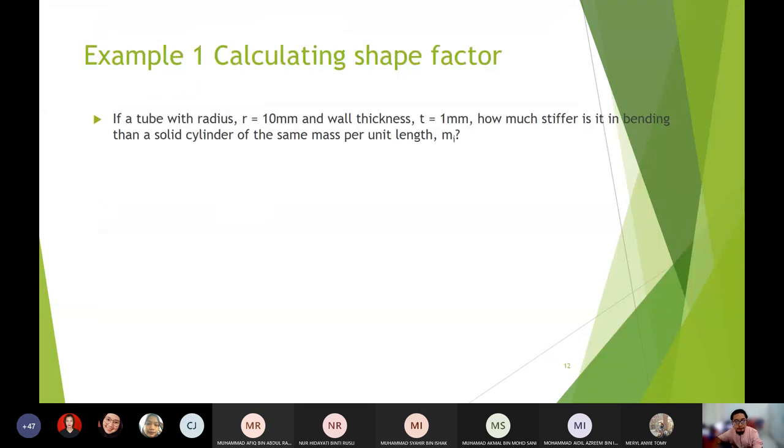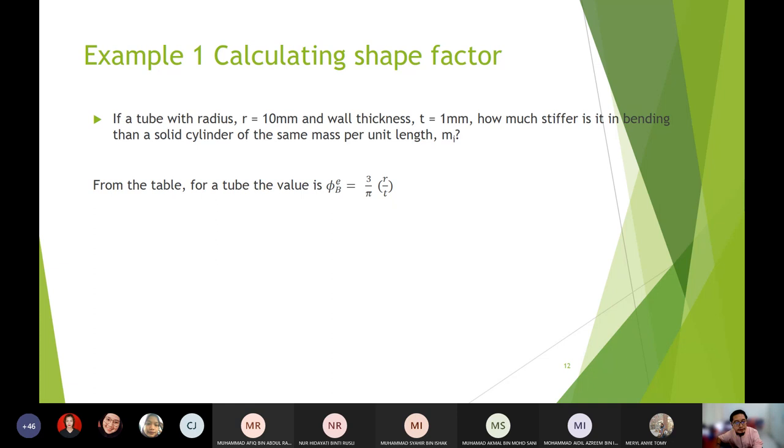Saya ada idea. Kita calculate volume juga. Okay, sebenarnya salah eh, tak ada kaitan dengan volume tu pun. We know from the table for a tube, ini formula dia eh.